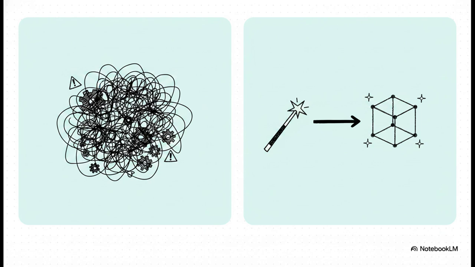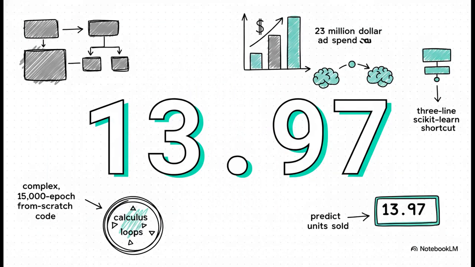Just compare these two approaches. Instead of explicitly calculating partial derivatives and tracking thousands of epochs, you simply import the model and call .fit on your data. Building and training the model takes literally 3 lines of code. It just works. And here is the absolute proof.